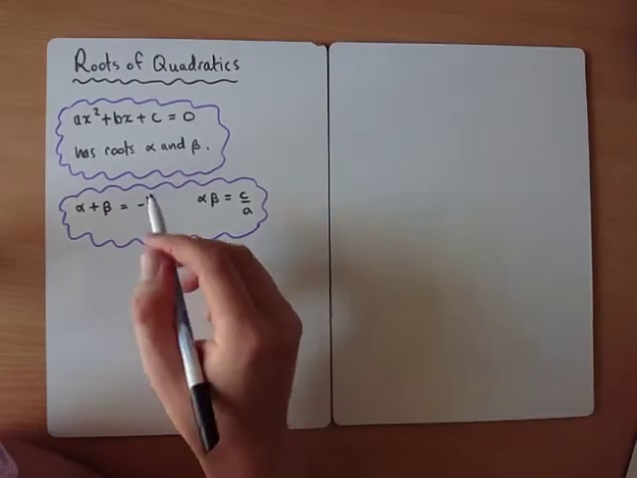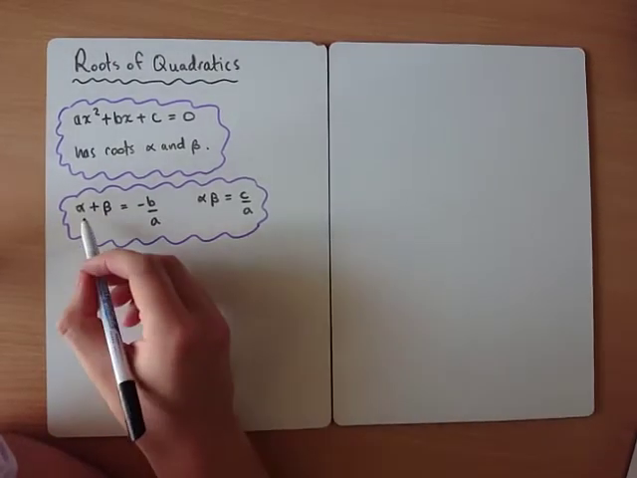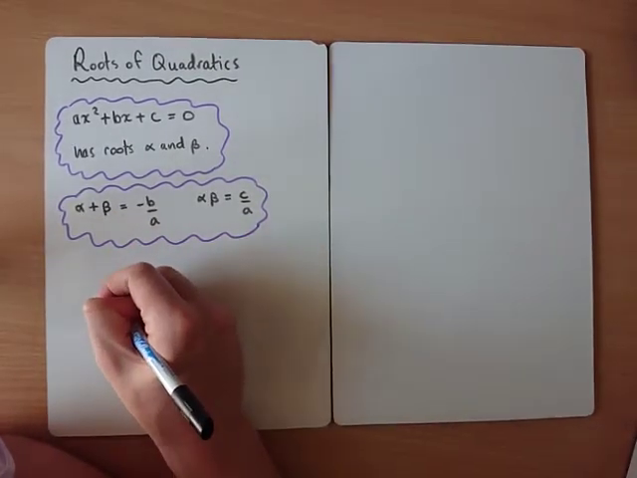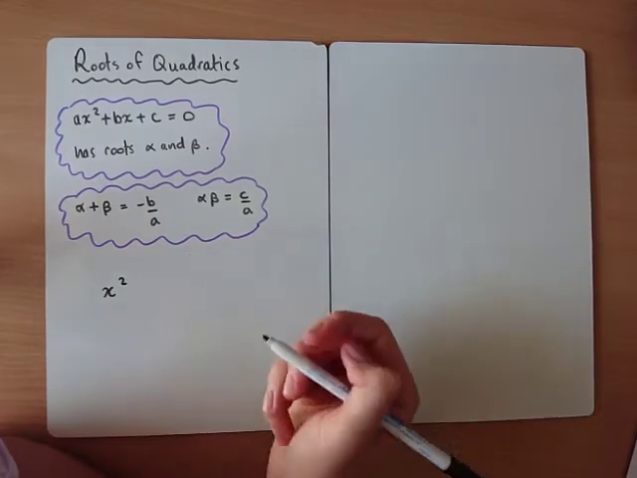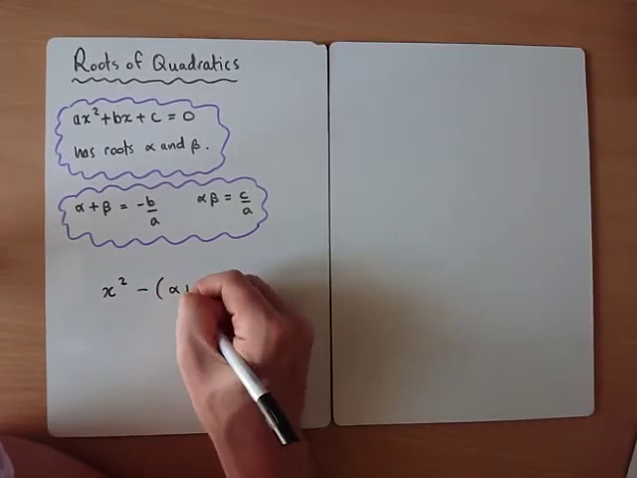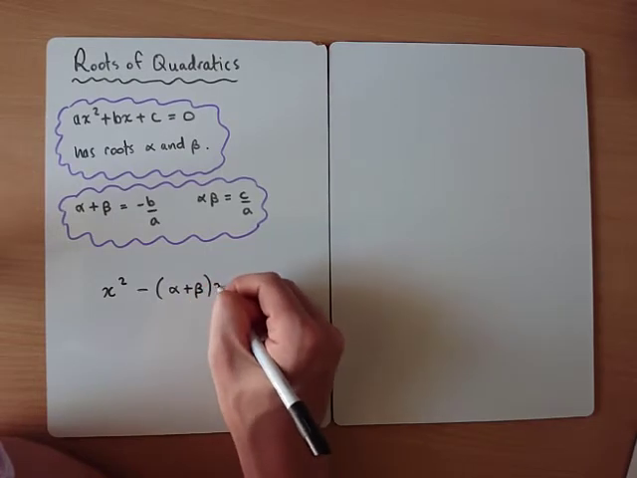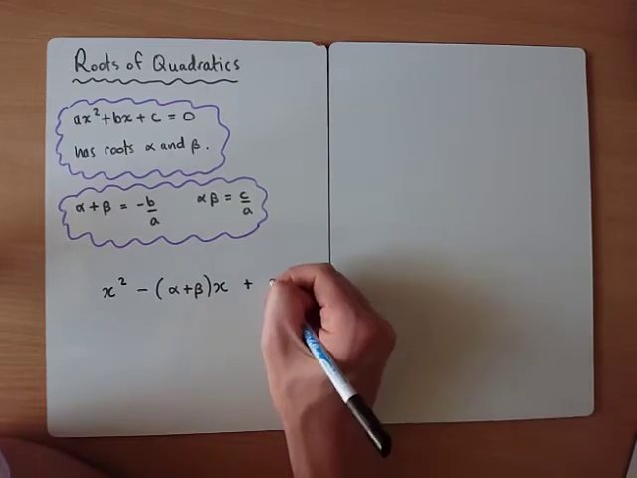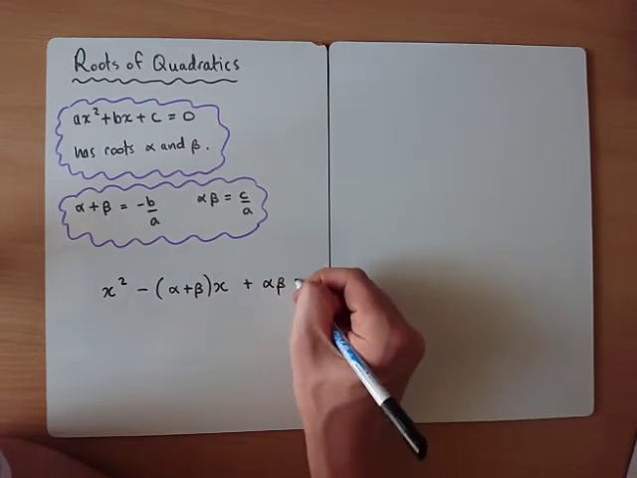So an important interpretation of this is if we know what the sum of the roots are, and we know what the product of the roots are, we can actually write down the quadratic. So the quadratic would be x squared minus the sum of the roots, which you could write as alpha plus beta, x, plus the product of the roots, which we can write as alpha beta, equals 0.